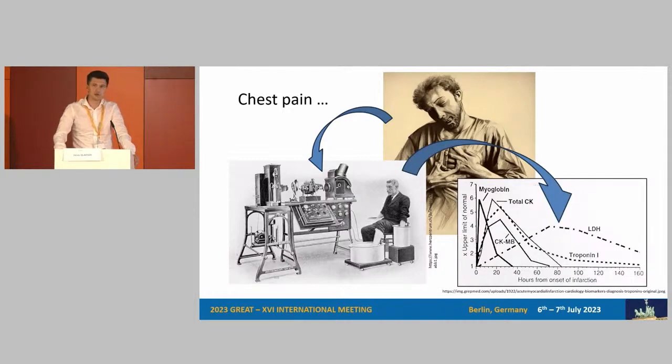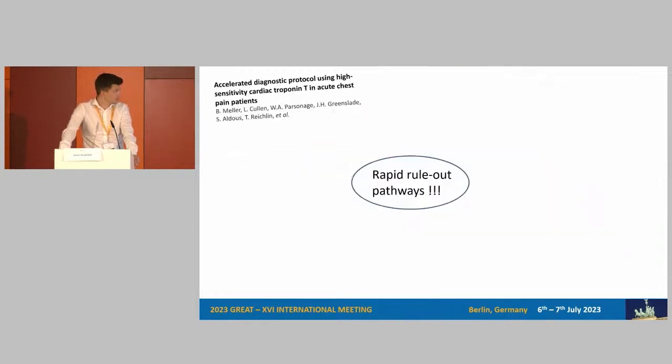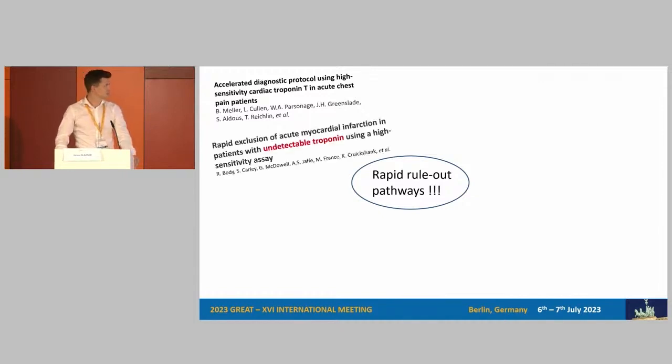With the introduction of biomarkers 50 years ago, and especially troponin about 20 years ago, major importance has been placed on the early rule-out of myocardial infarction, and the diagnosis was based on this finding. Many different rapid rule-out pathways were introduced in the last decade, and I just want to give you a quick overview about all the different possibilities that there are.